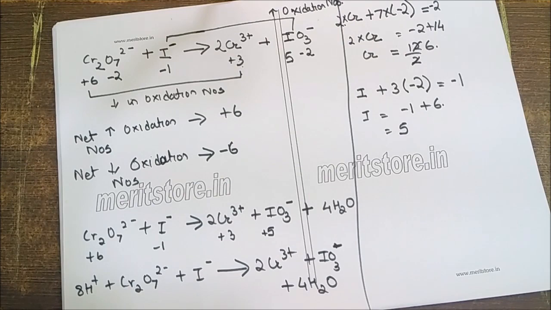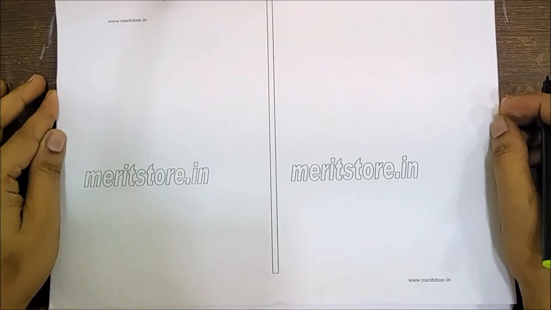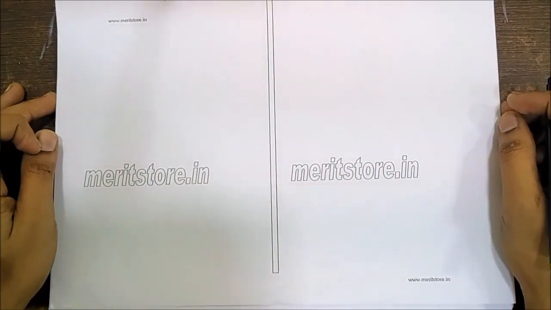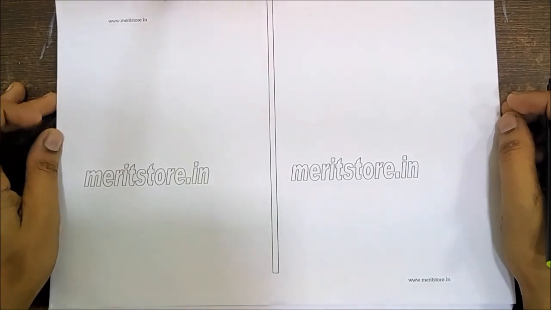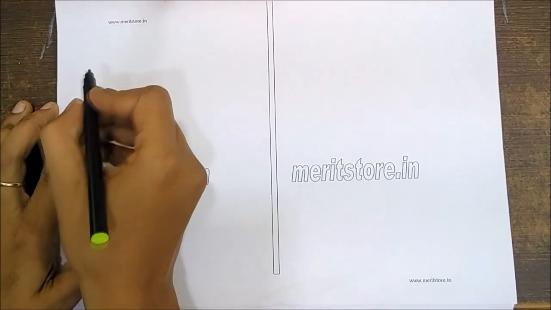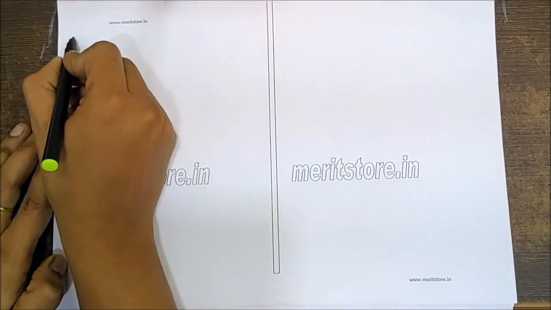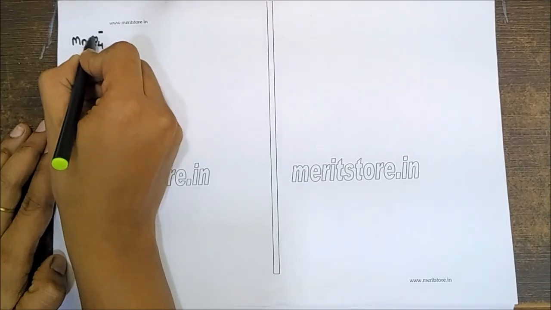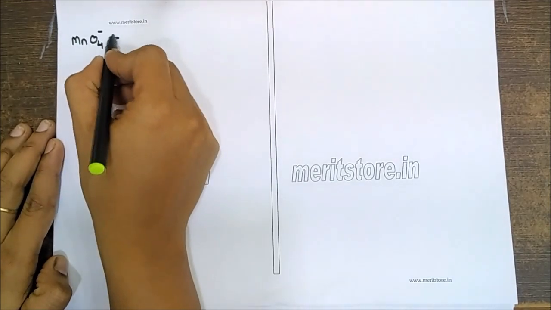So now this reaction is balanced in terms of the net charge as well as the atoms. So we are going to continue to learn how to balance a redox reaction by using the oxidation number method. So we'll consider a new example. The question asked will be in this way. You will be given this reaction and you will be asked to balance it.